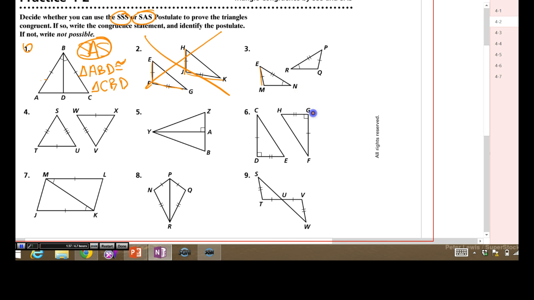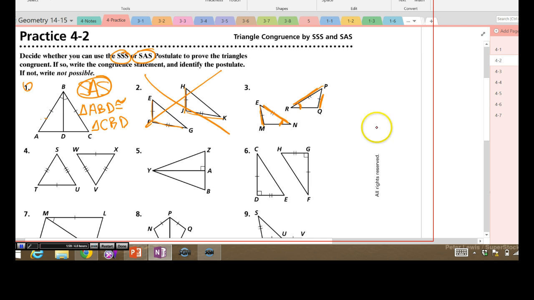Number 3, we have a side. We have a second side matched up with two sides over here, and then an angle. Could this be side, angle, side? Well, if it were side, angle, side, I would be talking about the angle that is included between the two sides. So if I'm using these two sides that are congruent for SAS, I must use the angle that is included between the two sides. Is that what's happening here? No, it is not.